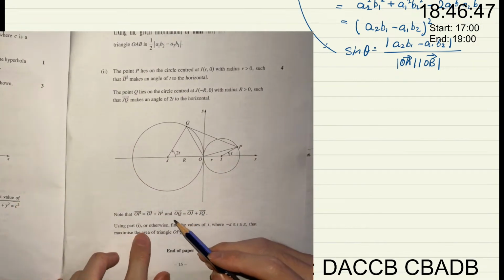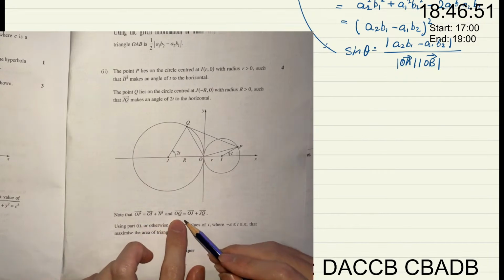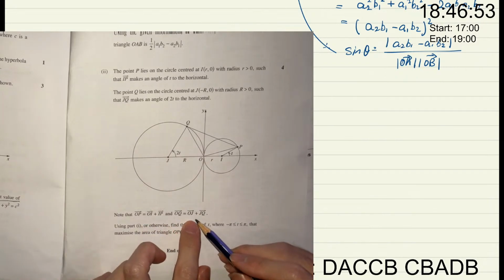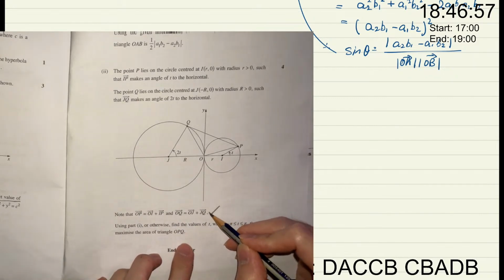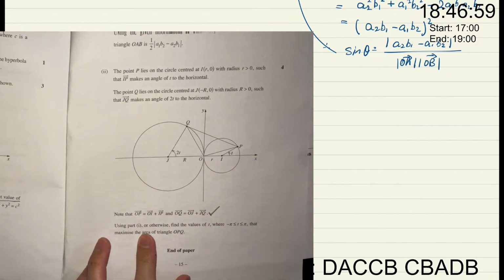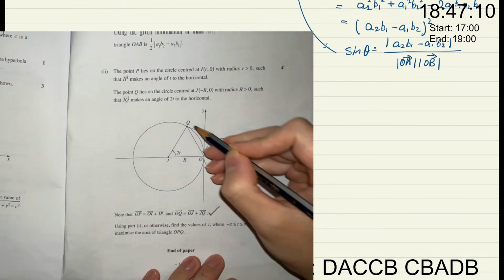Note that OP equals OI plus IP. And OQ is OJ plus JQ. Maybe that's a hint. Using part 1 or otherwise, find the values of T, where T is between minus pi and pi, that maximizes the area of this triangle, OPQ.